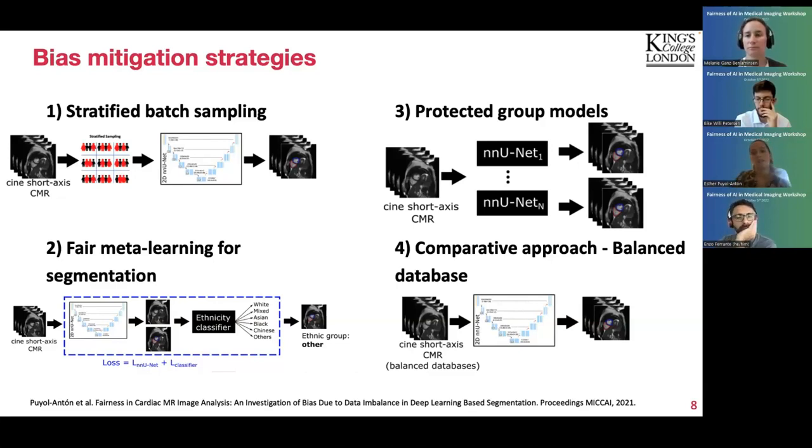And the third approach is kind of the naive approach where we say, okay, we have different races. What if we try different segmentation networks for each of the different races and see how well we are performing? And finally, as a comparative approach, we work with a balanced data set. So we just took a subset of each of the data in order to have the same number of cases for the different races.